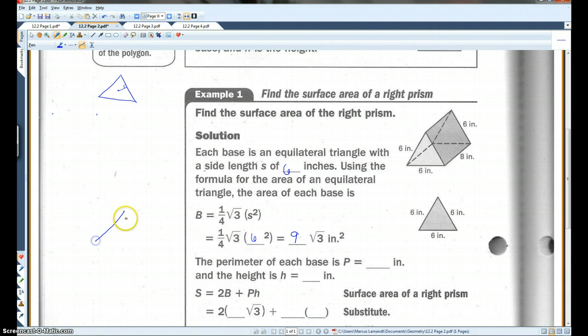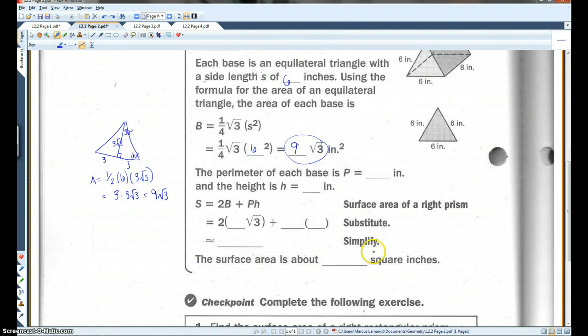Another way you could do this, which might be a little bit easier, if you have an equilateral triangle where each side is 6, this would be 3, and this would be 3. This is a 30-60-90 triangle. The long leg of a 30-60-90 is √3 times the short leg. Area of a triangle is 1/2 base times height. Half of 6 is 3. 3 times 3√3 is 9√3, which is the same answer we got over here.